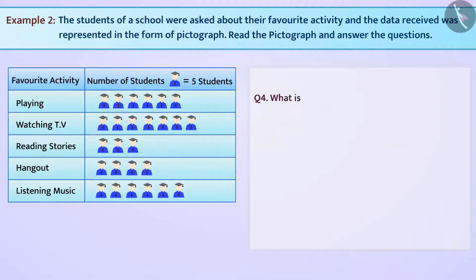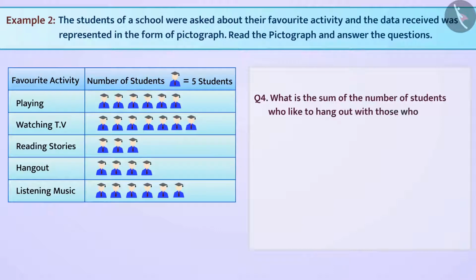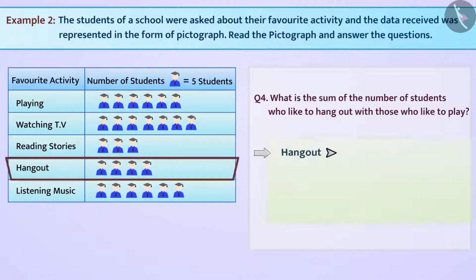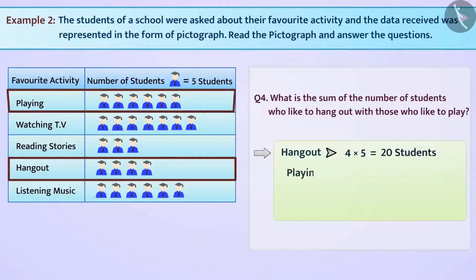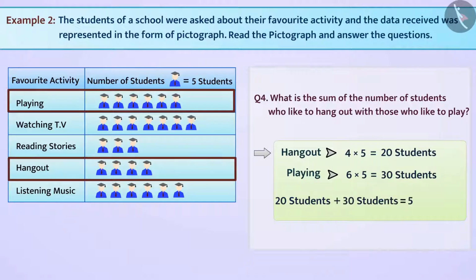What is the sum of numbers of students who like to hang out with those who like to play? 4 multiplied by 5 students is equal to 20 students like to hang out, while 6 multiplied by 5 students is equal to 30 students like to play. Their sum is 20 students plus 30 students is equal to 50 students.